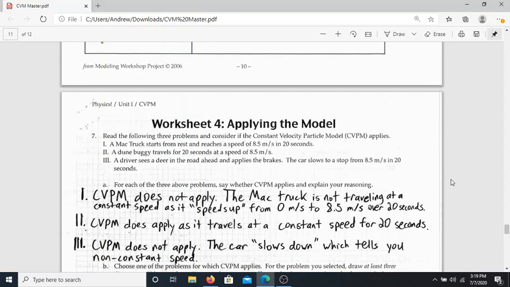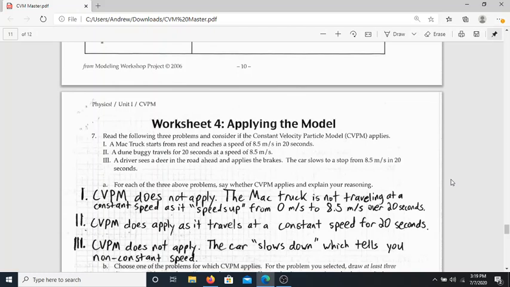Going through the 3 of them, you should have seen that only one of the 3 actually has constant velocity. If we start with the first scenario, we have a Mack truck. It starts from rest, which means it starts from a velocity of 0, and it reaches a speed of 8.5 meters per second in 20 seconds.